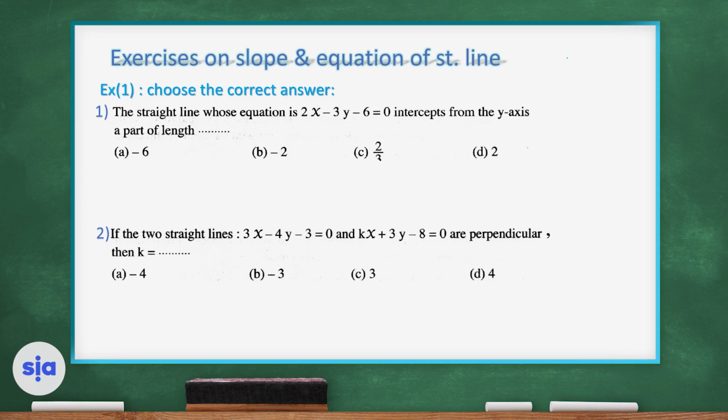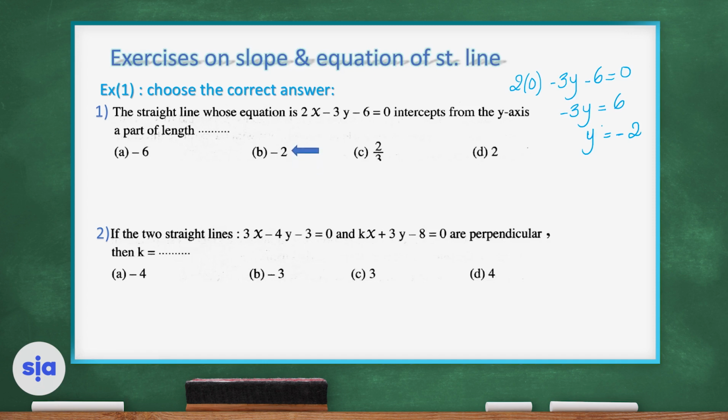So here in question 1, the question says the straight line whose equation is 2x minus 3y minus 6 equals 0 intercepts from the y-axis a part of length what? So here we need to find the y-intercept. In order to find the y-intercept, we replace the x value by 0, so 2 times 0 minus 3y minus 6 equals 0, then minus 3y is equal to 6, so the y value in this case is negative 2. So the correct answer here in question 1 is choice B.